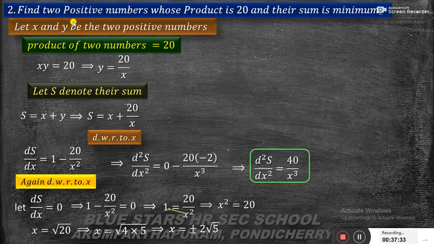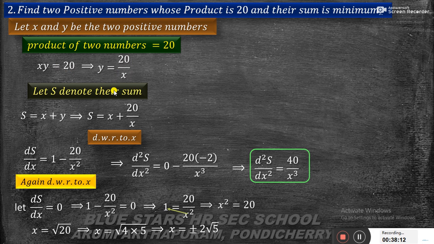Next, the second problem: find two positive numbers whose product is 20 and their sum is minimum. They ask about two positive numbers, so let x and y be two positive numbers. They give the product as 20 and the sum is minimum. The product of the two numbers equals 20, so xy equals 20. Therefore y equals 20 by x.